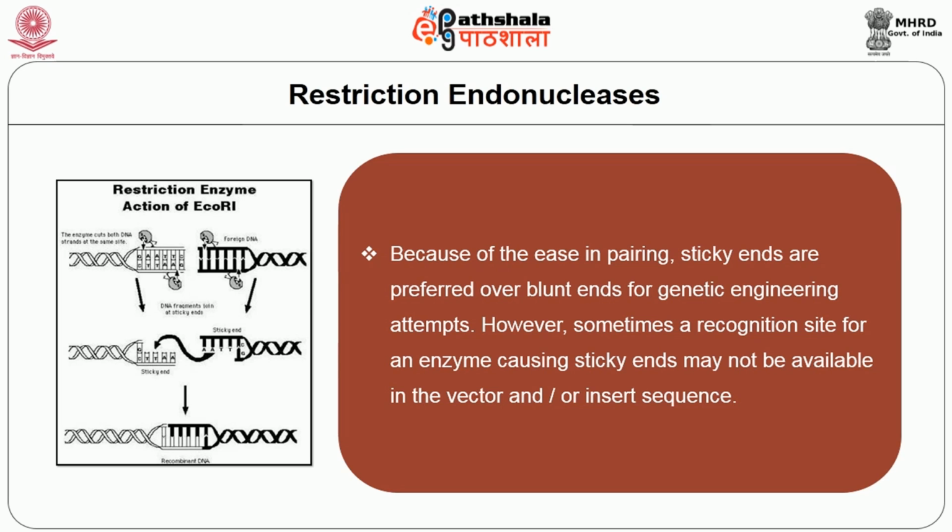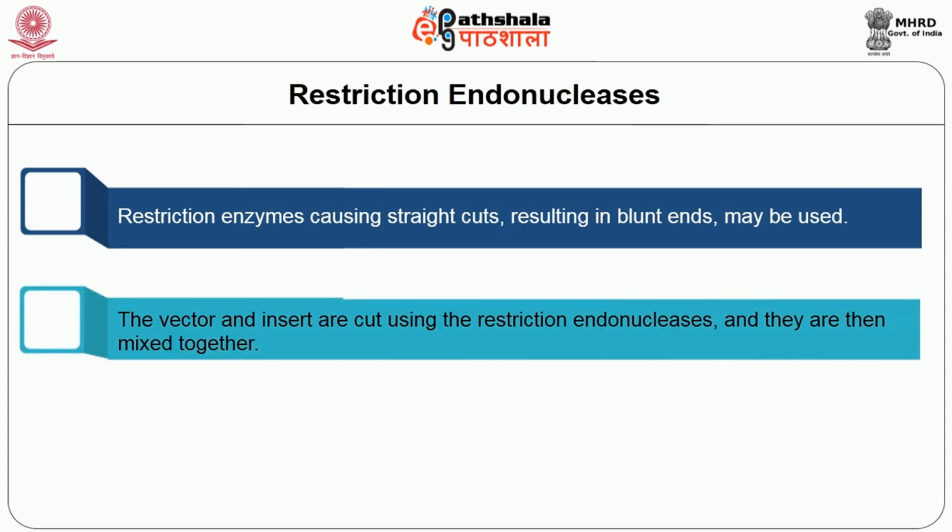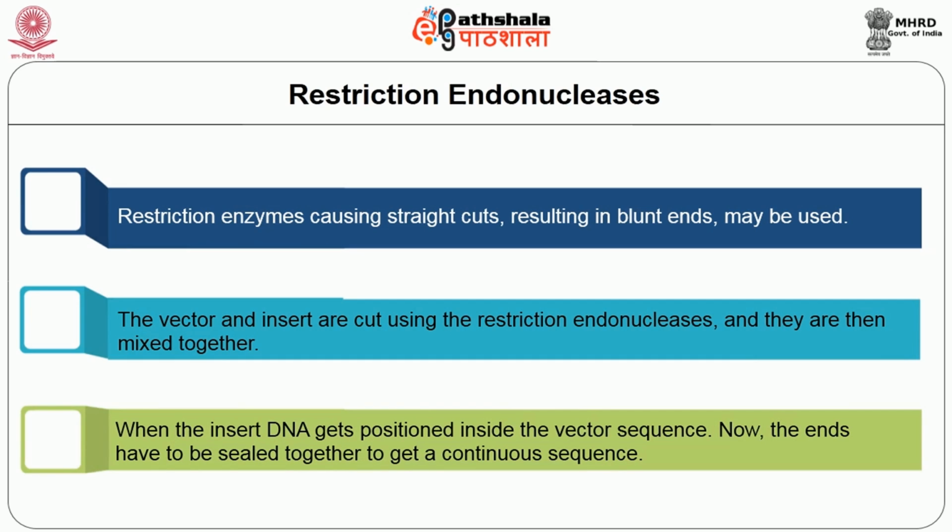However, sometimes a recognition site for an enzyme causing sticky ends may not be available in the vector and/or the insert sequence. In such cases, restriction enzymes causing straight cuts resulting in blunt ends may be used. Thus, the vector and the insert are cut using restriction endonucleases and mixed together, when the insert DNA or the gene of interest gets positioned inside the vector sequence.